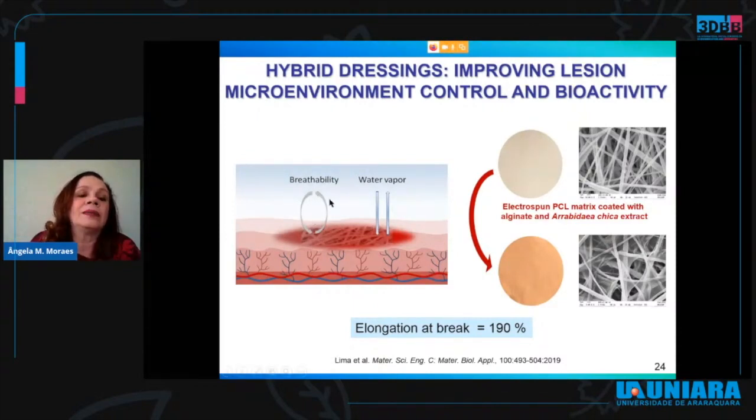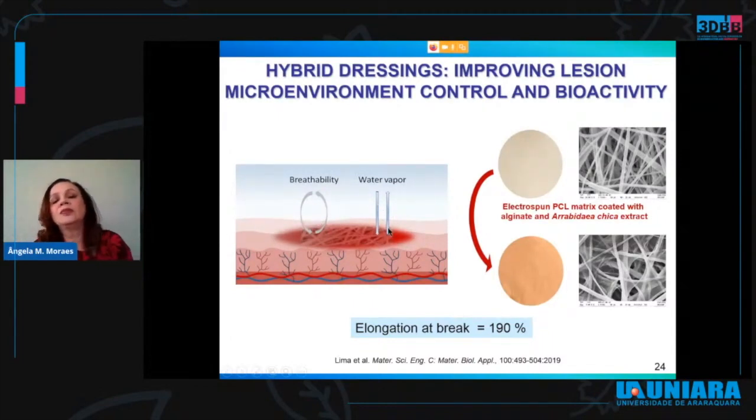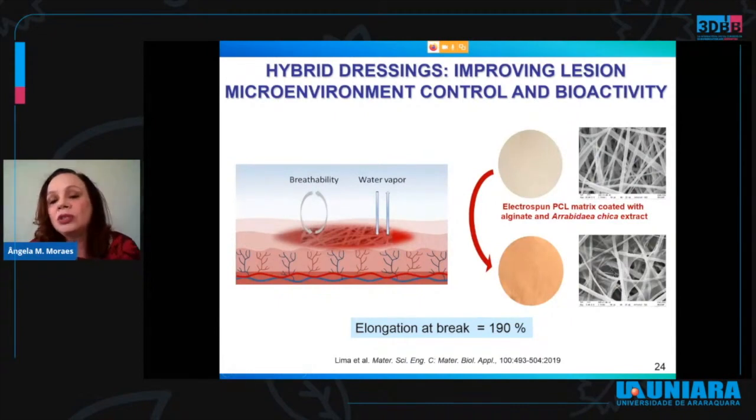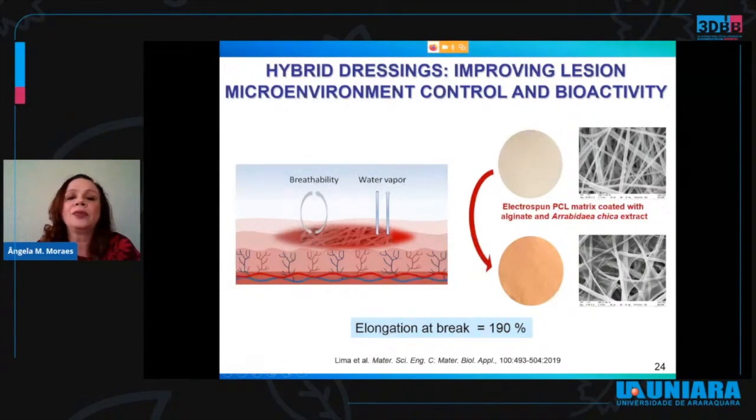So we can have higher breathability and also higher water vapor transmission rates. We decided to produce the PCL matrix by electrospinning and then to coat this with a layer of alginate solution containing a plant extract that has anti-inflammatory action, that is Rabdosia chica. And here we can see the type of material that we had. So we improved at the same time the microenvironment control and bioactivity of the material. And we noticed that in this case, the elongation at break was also very high, of almost 200%.